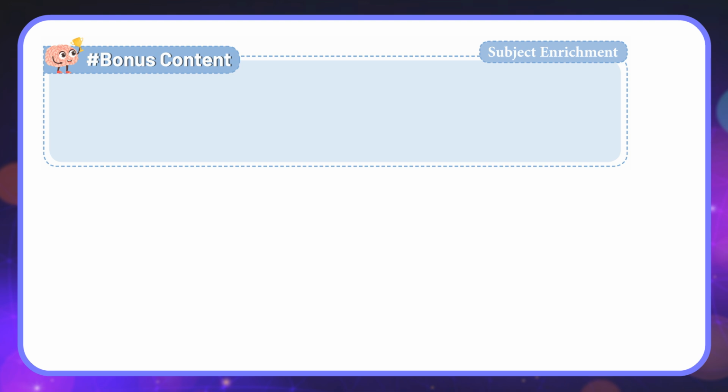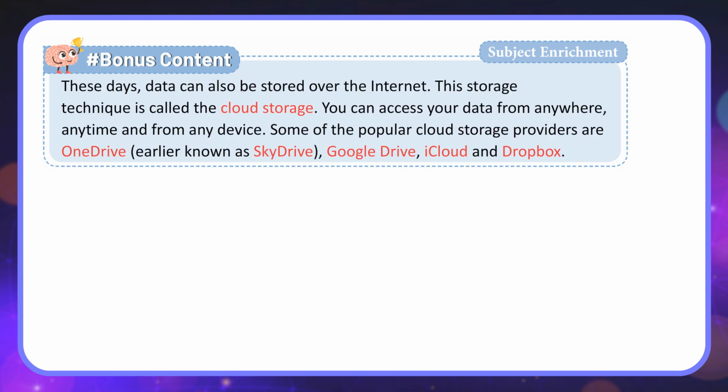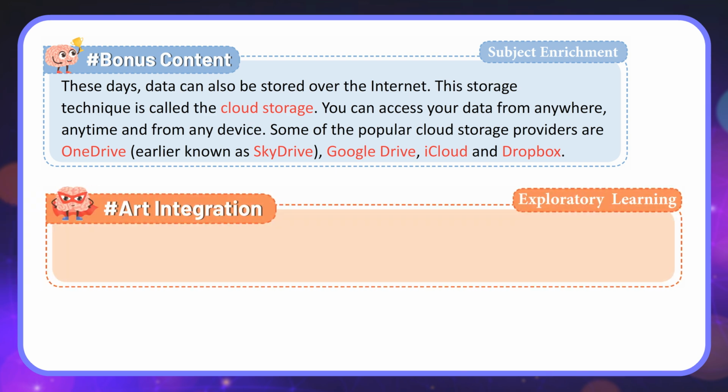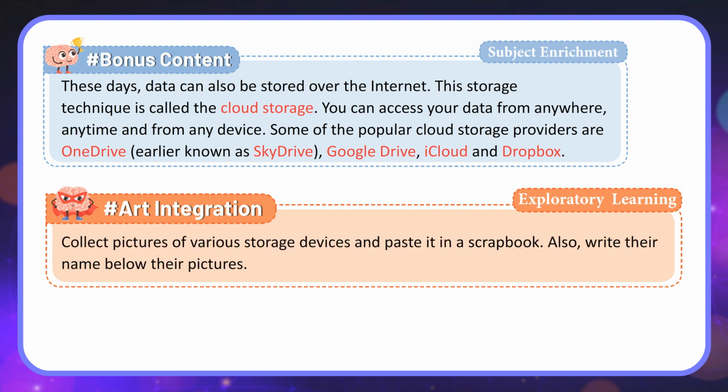Bonus content. Subject enrichment. These days, data can also be stored over the internet. This storage technique is called cloud storage. You can access your data from anywhere, anytime and from any device. Some of the popular cloud storage providers are OneDrive, earlier known as SkyDrive, Google Drive, iCloud and Dropbox. Art integration. Exploratory learning. Collect pictures of various storage devices and paste them in a scrapbook. Also, write their names below their pictures.